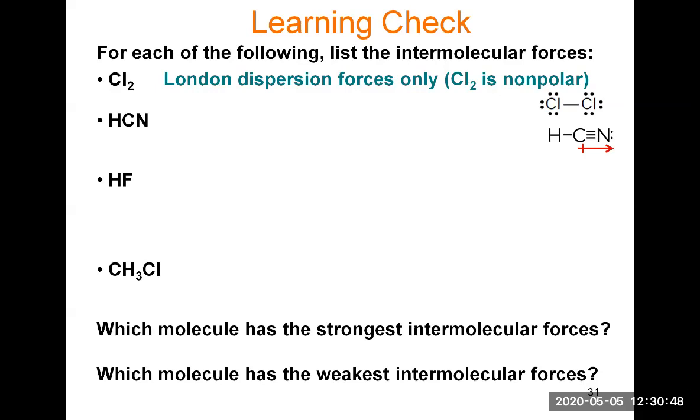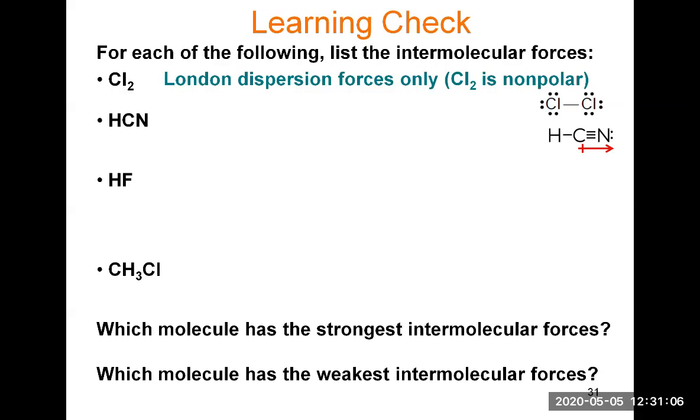So now if we focus on listing intermolecular forces, HCN experiences London dispersion forces like all molecules. Now you have to decide, does it experience dipole-dipole interactions?